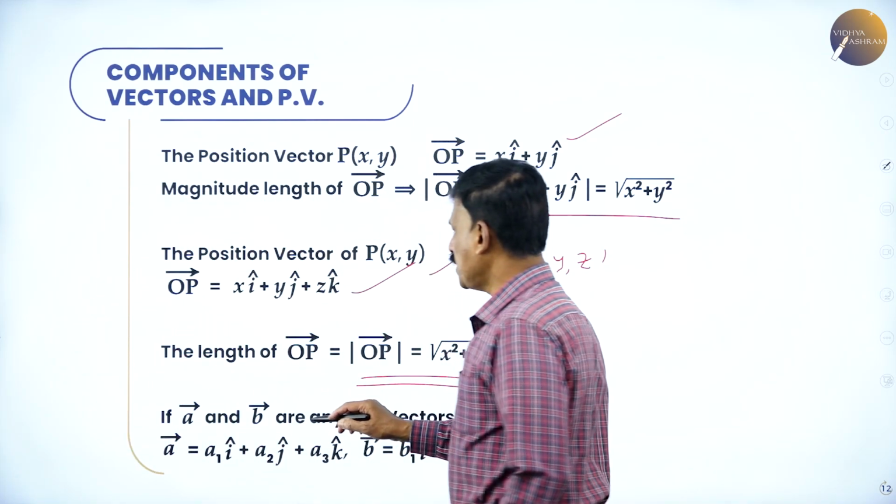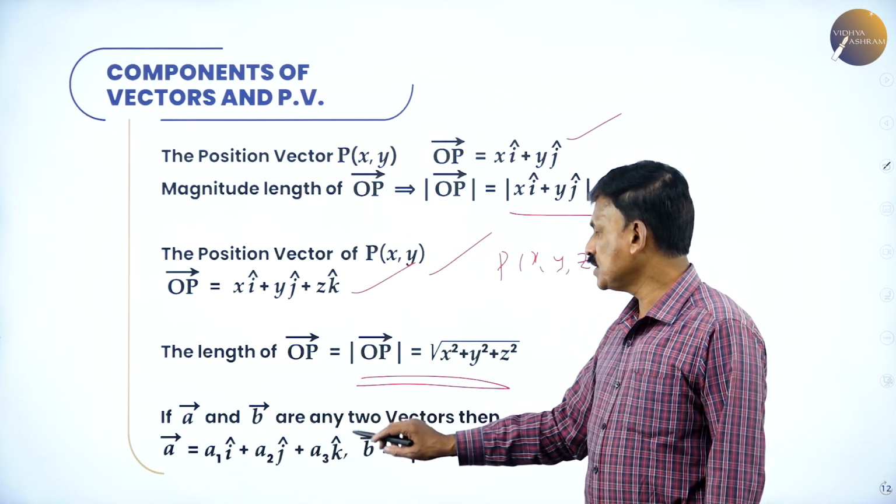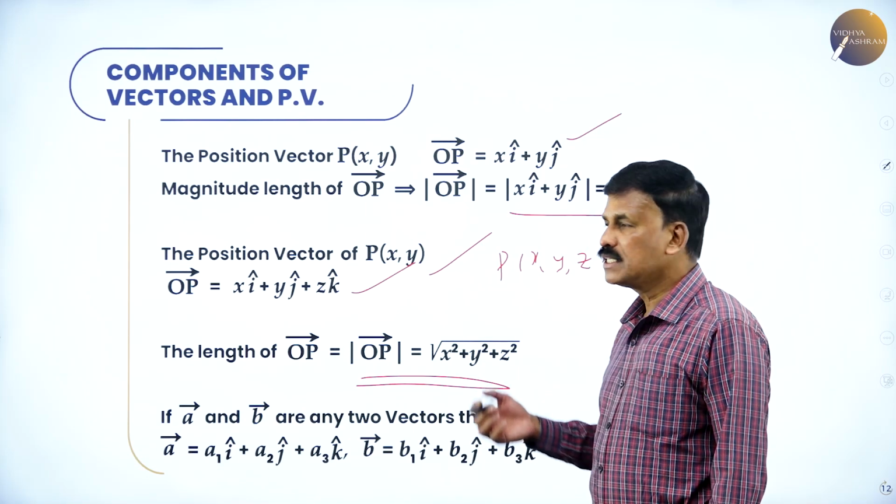Now, suppose A and B are any two vectors, then vector A equals A1 i, A2 j, A3 k, and vector B equals B1 i, B2 j and B3 k. Then how to add?